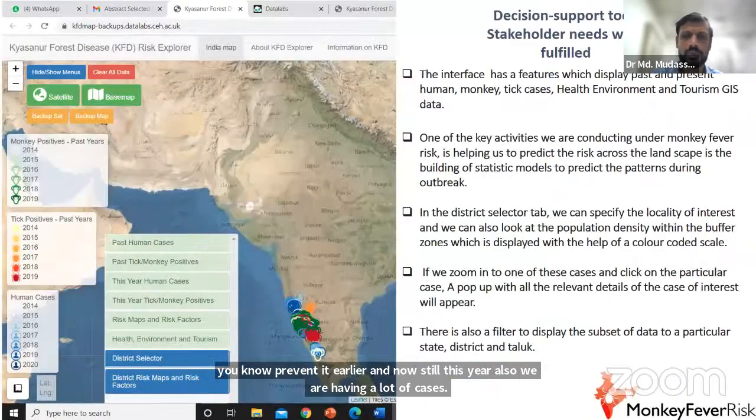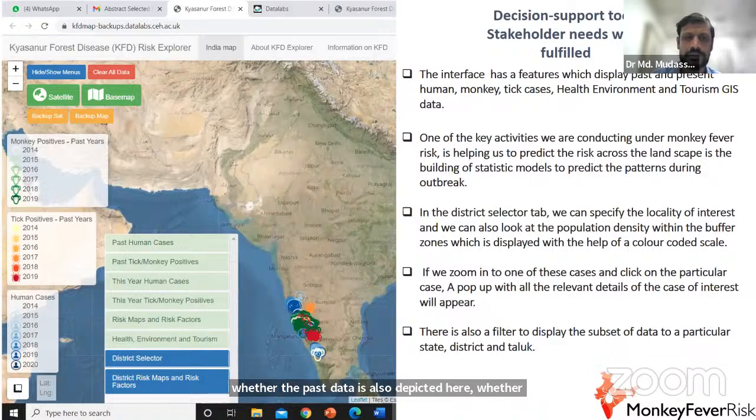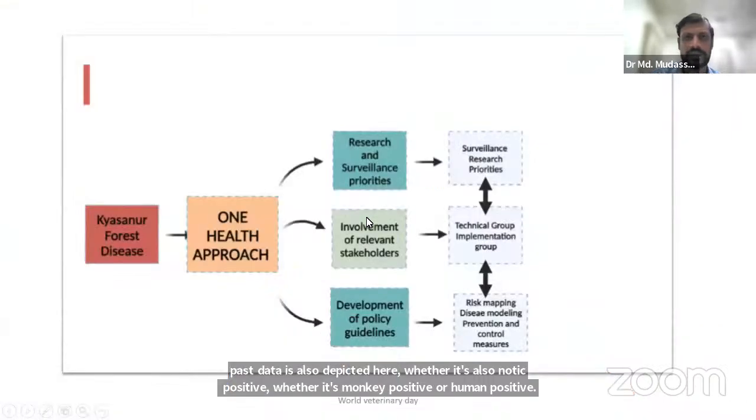This is what the tool looks like. The past data is also depicted here, whether it's tick positive, monkey positive, or human positives. Where are those locations? If you see that, those can also be identified.